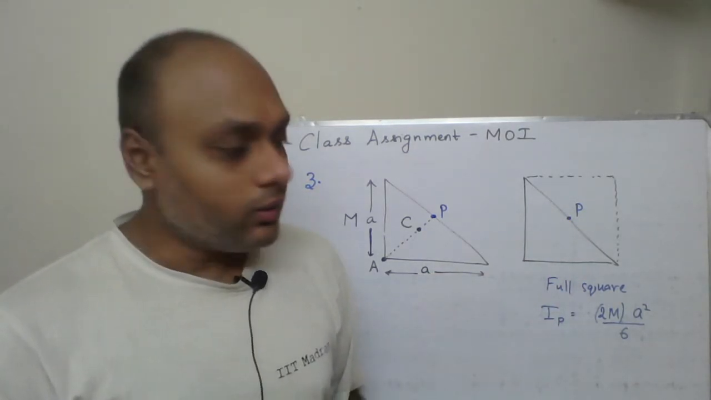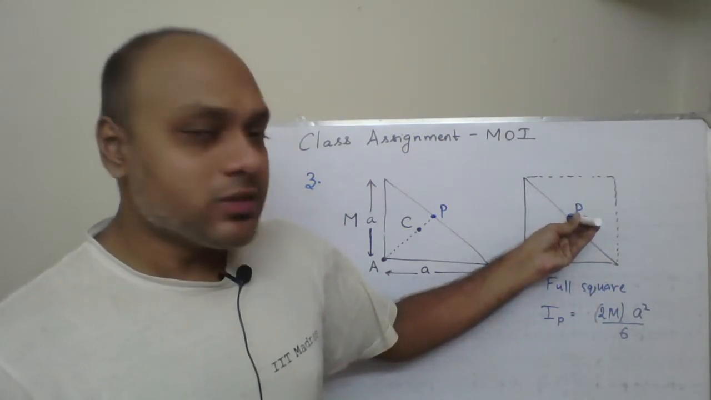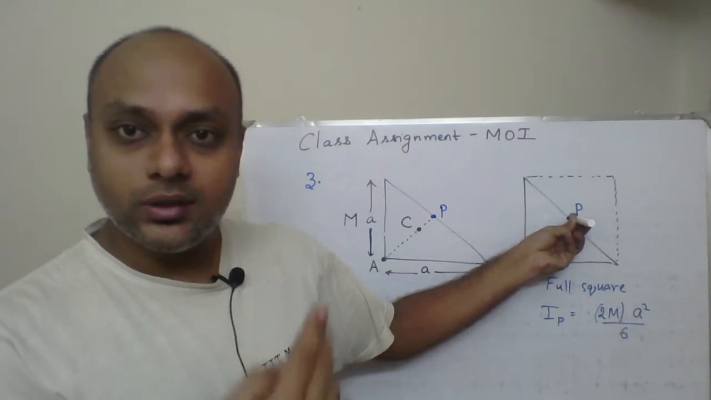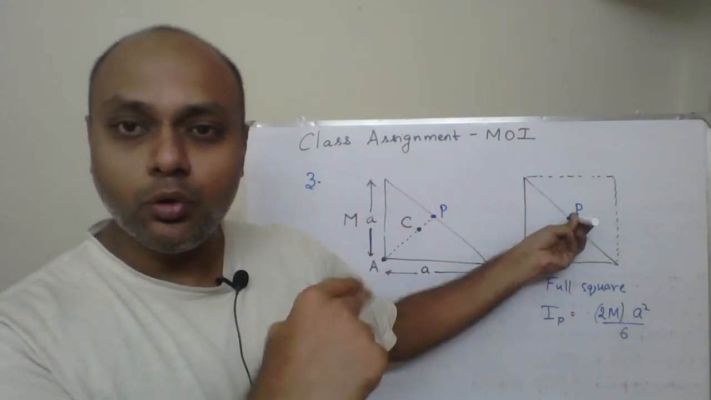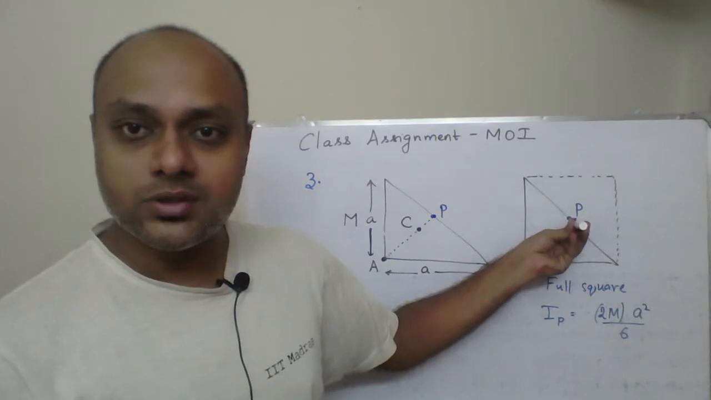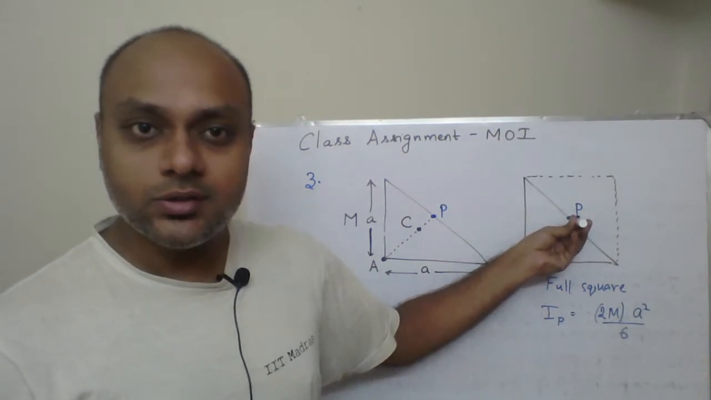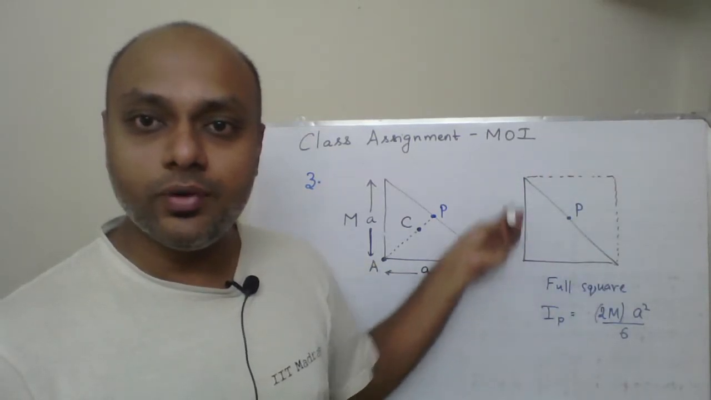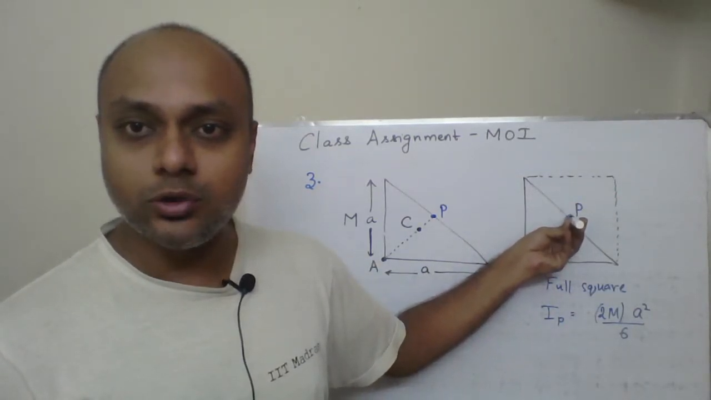And now note that if I consider the axis passing through point P, visualize this axis. Both the triangles, the triangle below and the constructed triangle, both the triangles are symmetric with respect to this axis. So what I would say is, moment of inertia for this one triangle will be half the moment of inertia of the full square about axis passing through point P.